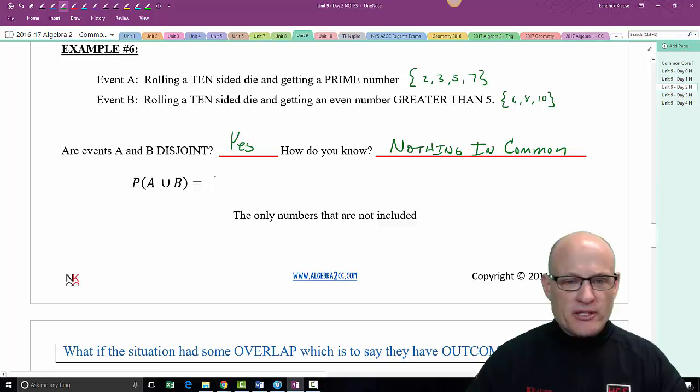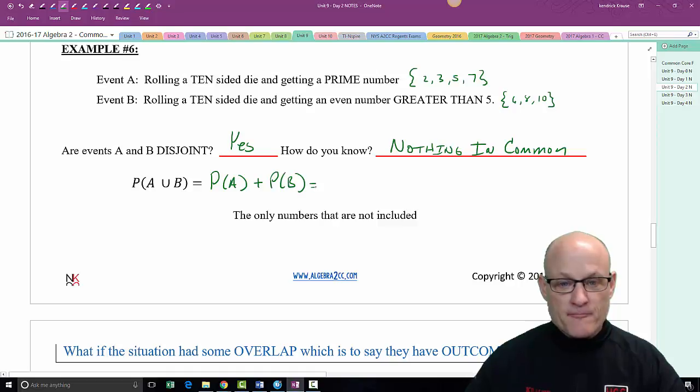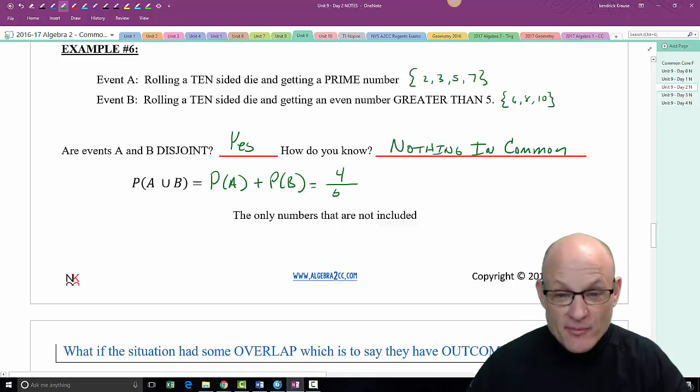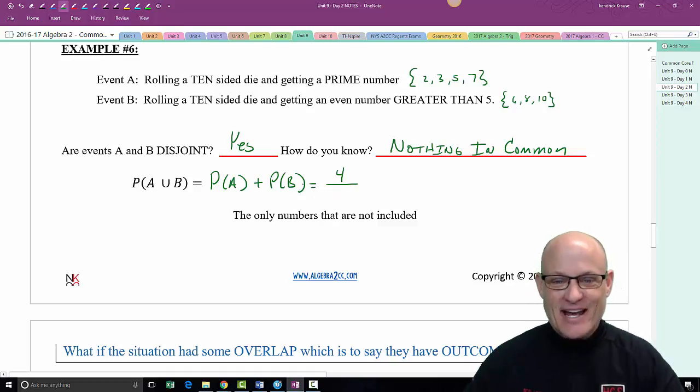Let's see. So because they are disjoint, the probability is the probability of A plus the probability of B. In other words, the probability of A is 4 out of 10. I almost said 4 out of 52. I'm about to write 4 out of 52. 4 out of 10 plus 3 out of 10, which is 7 out of 10.